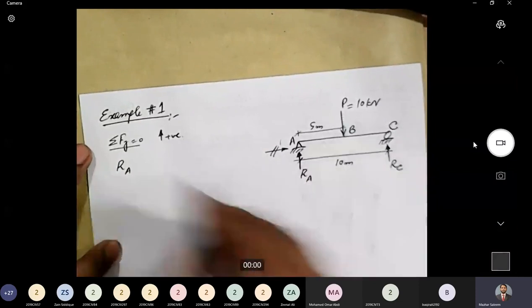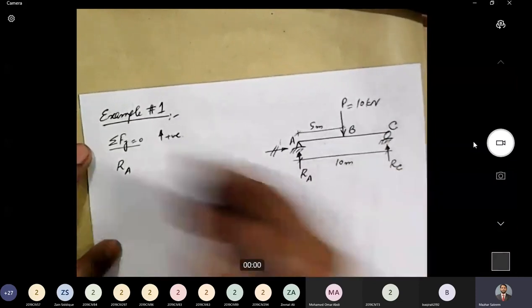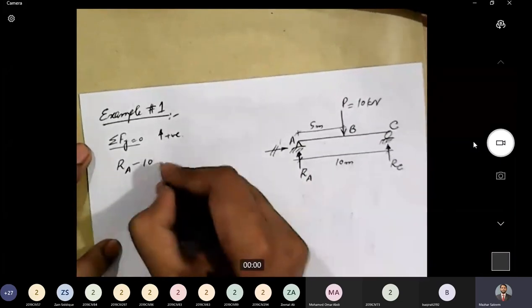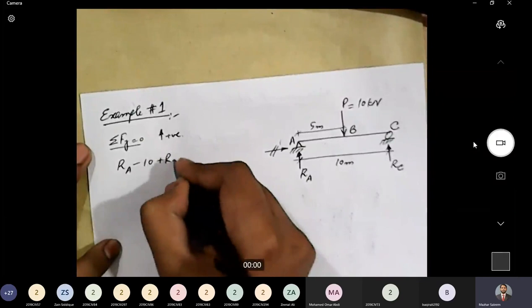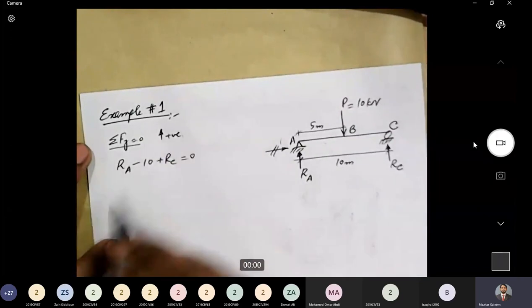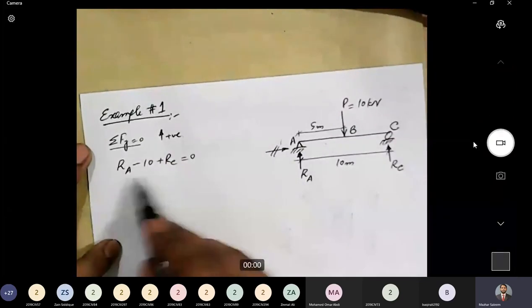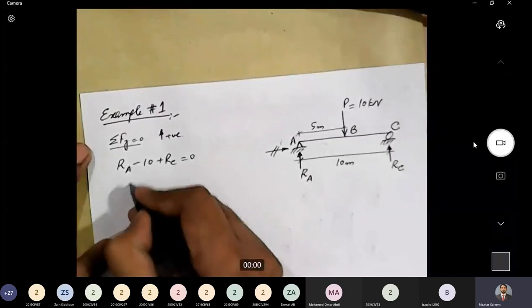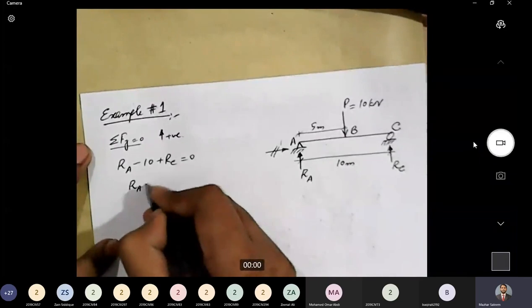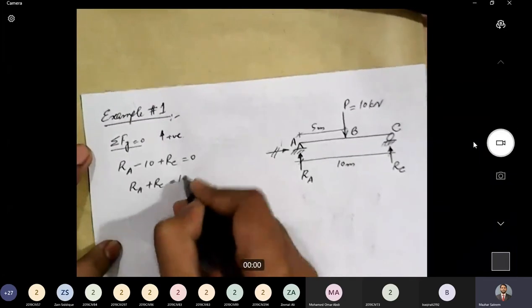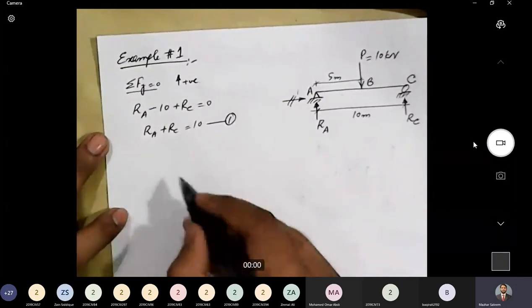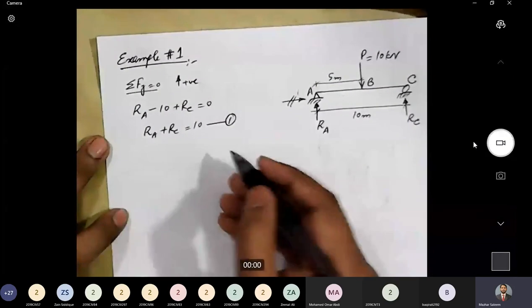What next force do we have? The next force is this 10 kilonewton force acting in the downward direction, so minus 10, and then plus RC equal to 0. These are the three forces acting in the vertical direction: RA minus 10 plus RC equal to 0. Rearranging, we get RA plus RC equal to 10, and we label this equation number 1. We have one equation in two unknowns, so we cannot directly solve it. We'll have to generate one more equation.